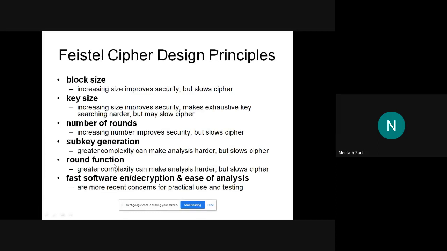Likewise, the round function. Subkey generation function and round function, both these functions are needed in giving input to the XOR function. So greater the complexity can make the analysis harder. Whatever complexity is there in the generation algorithm, it will harden the analysis process, but it will slow the cipher. Slowing the cipher is always there if you want to make the cipher secure enough. So fast software encryption, decryption, and ease of analysis. This was the ultimate goal of the developer.